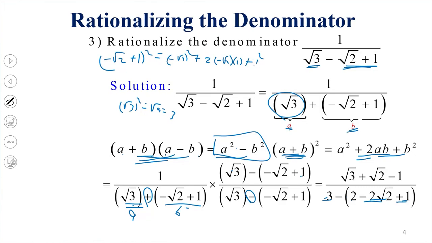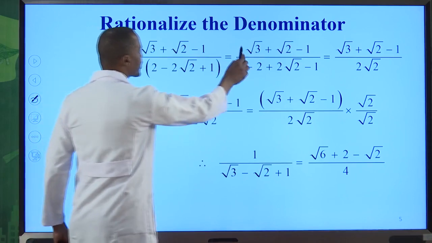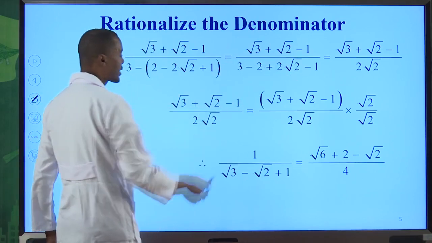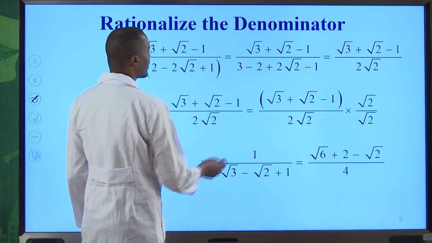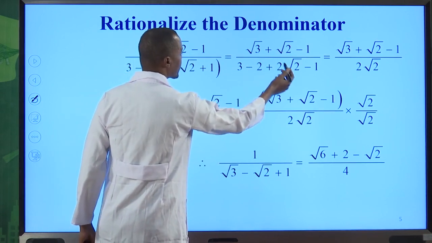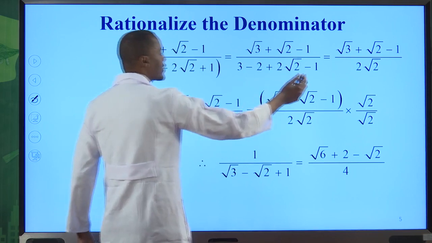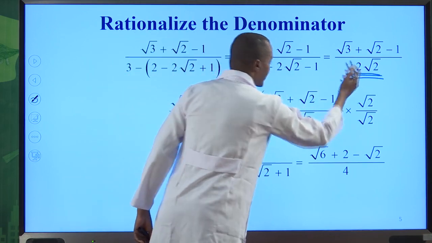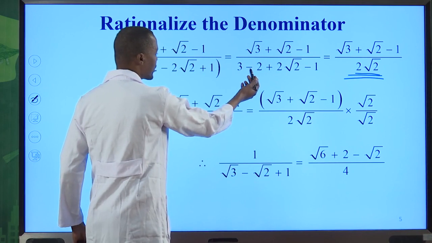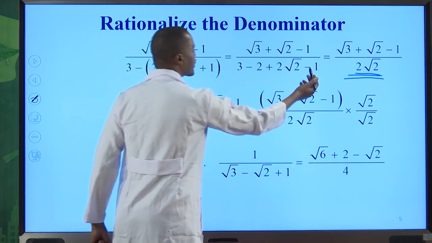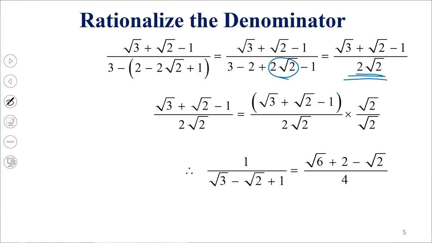So have a look at the one I wrote on the board here. Then, here is root 3 plus root 2 minus 1 from the numerator part, and from the denominator we can have 3 minus 2 plus 2 root 2 minus 1. And then I came to this part now, because 3 minus 2 is 1, 1 minus 1 will be 0, and I'm left with only 2 root 2. So still the denominator is not rationalized.